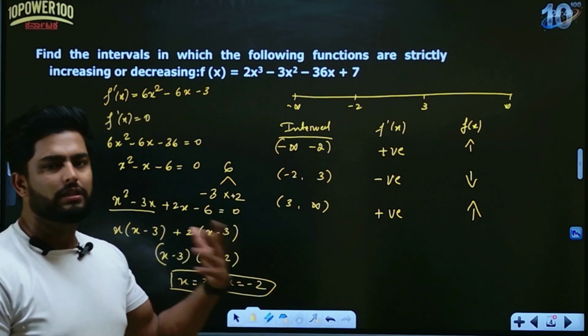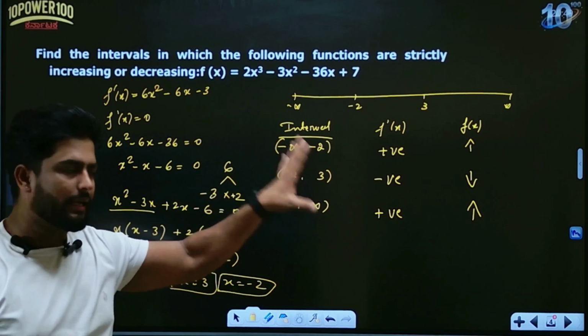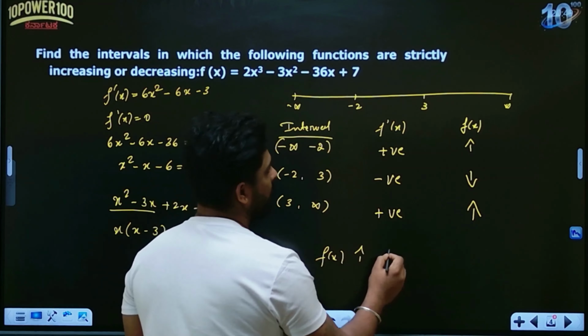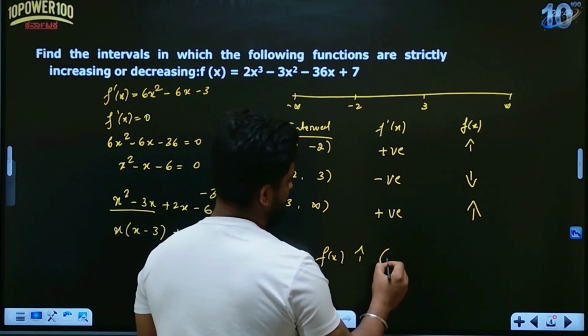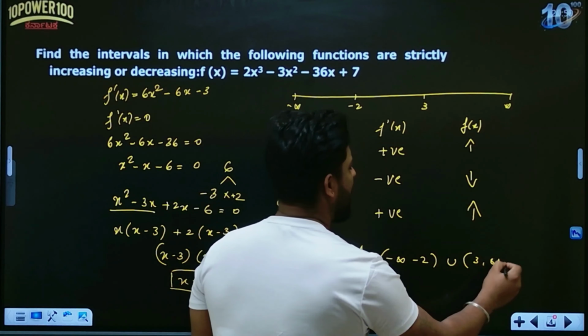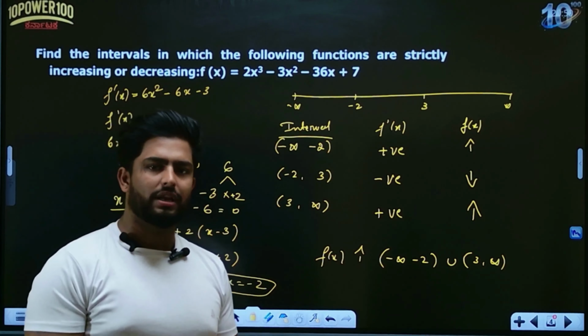Now write the conclusion. This is enough. Since there are two regions where it is increasing, f of x is increasing in minus infinity to minus 2 union 3 to infinity. Even if you write just this, no problem. You don't have to write it in any other way. So this is more than enough.